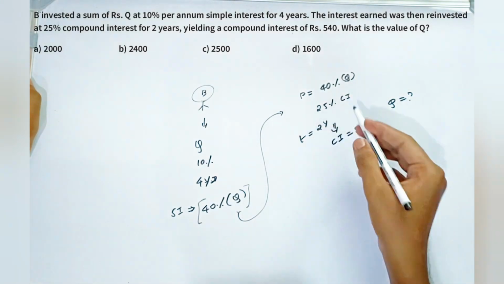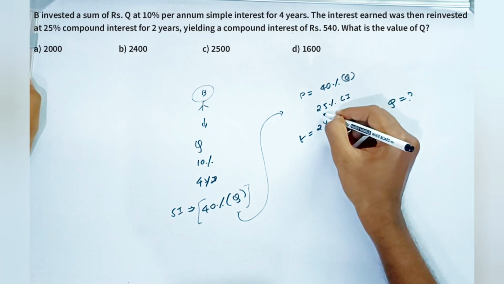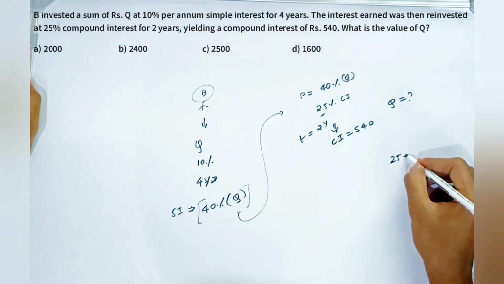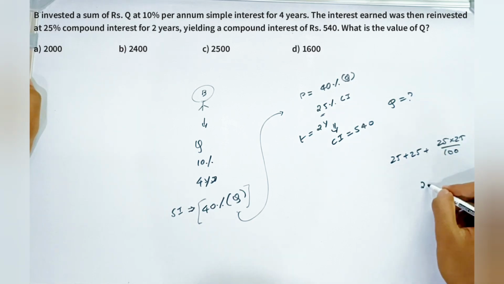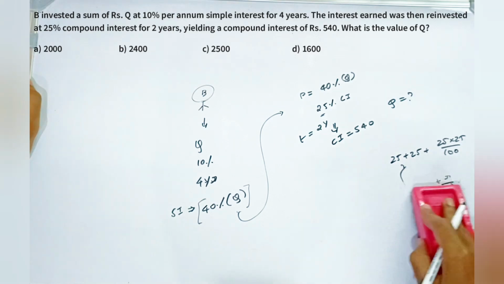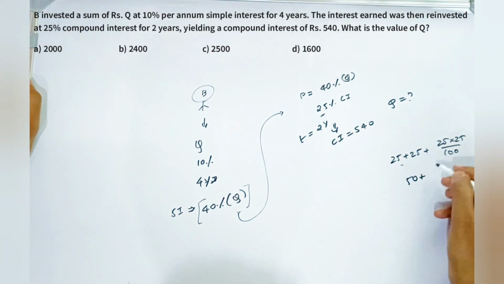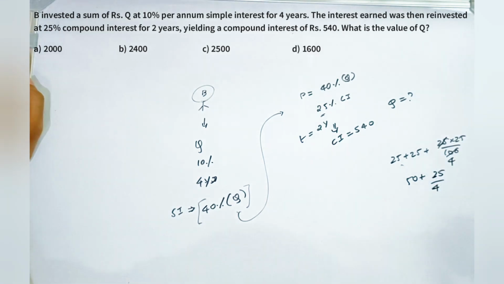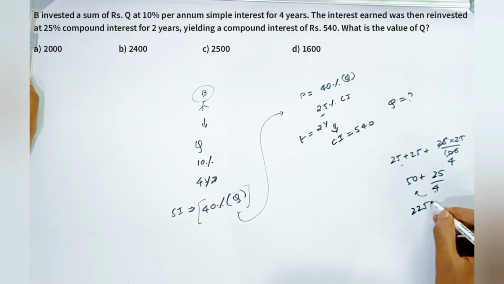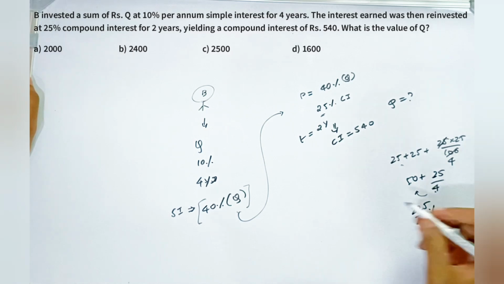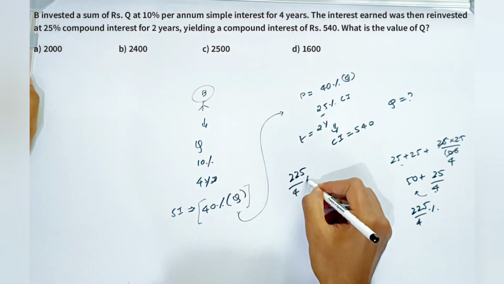Let's substitute this. We know that for 2 years at a 25% interest rate, the effective rate is nothing but A plus B plus AB by 100. In some other books, this can be written as 2R plus R square by 100 also. It's the same formula. I'm just applying it here. You get 50 plus 25 ones 25, 25 fours, which is nothing but 25 by 4. So 25 by 4, and we can write 50 as 200 by 4. 200 plus 25 is 225. So 225 by 4%.